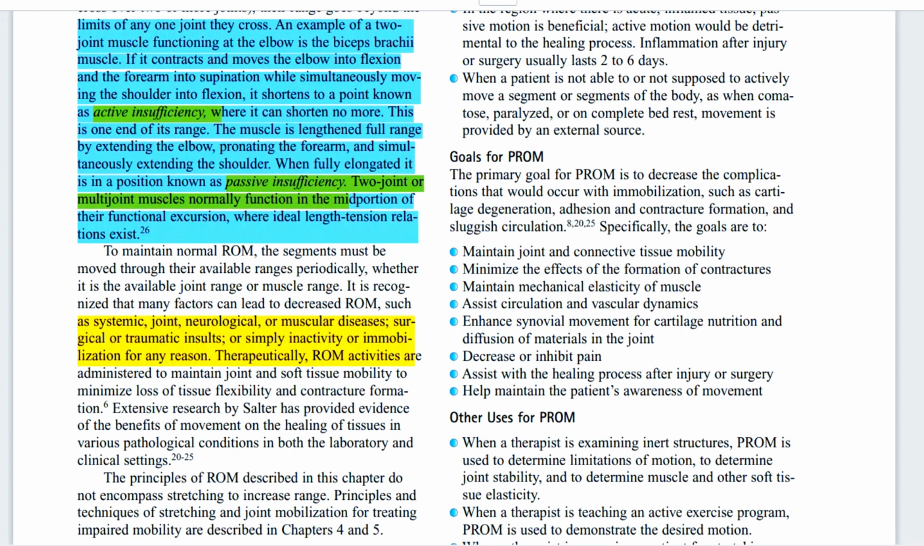So it is a very good tool to assess joint stability or limitation with tissue elasticity. You can also demonstrate movement in active exercise programs. With this, you can tell the patient, this is how you can perform this movement, or this is the flexion of the shoulder. You have to perform it like that completely.